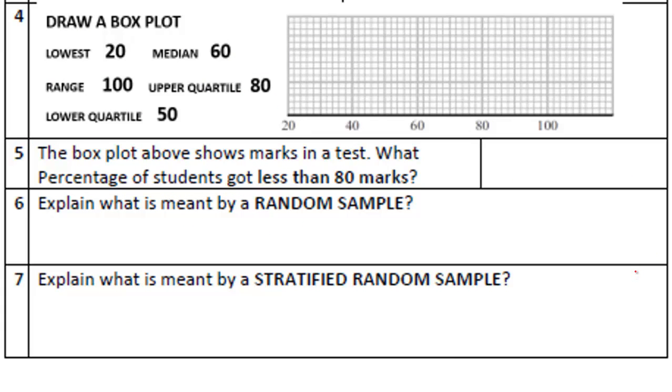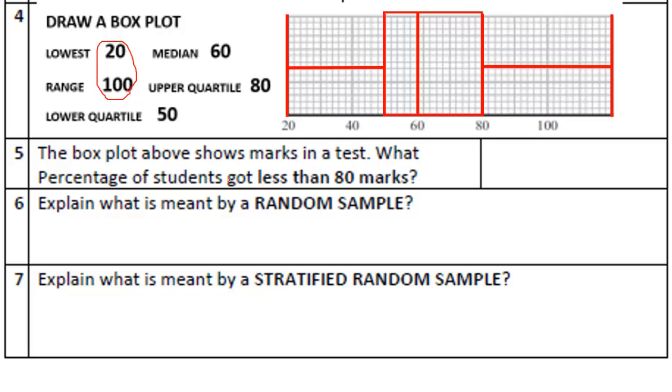Question 4. The lowest value is 20, the median is 60, the upper quartile is 80, the lower quartile is 50. In this case they told us that the range was 100. As we did last time, remember the range is the biggest take away the smallest. So to work out the biggest value, add the range and the lowest value, and I'm getting 120. Put my whiskers in there, draw the box, that's it. Make sure you're able to get full marks in it. The box doesn't need to be that wide.